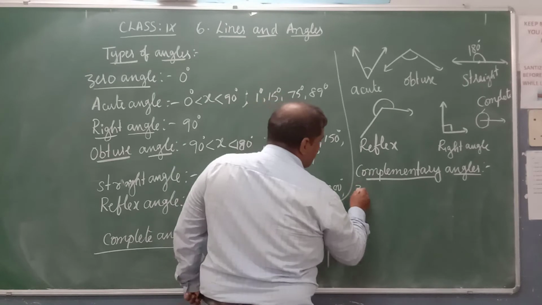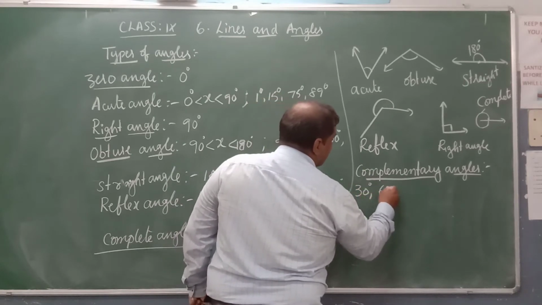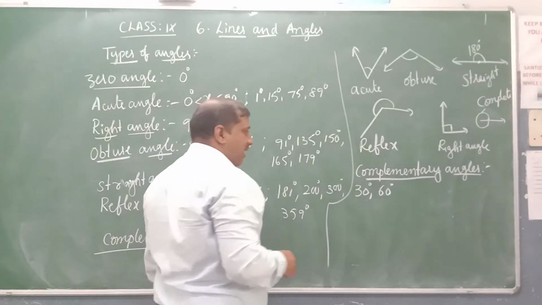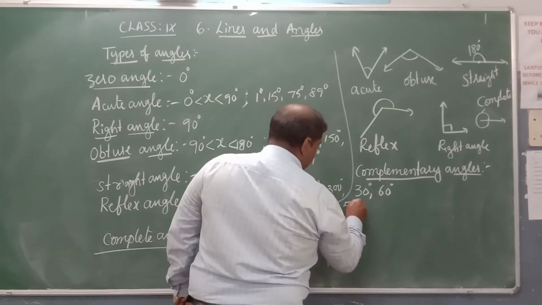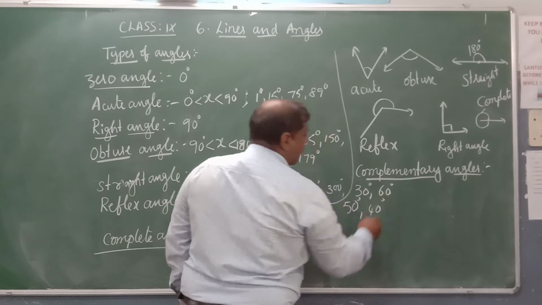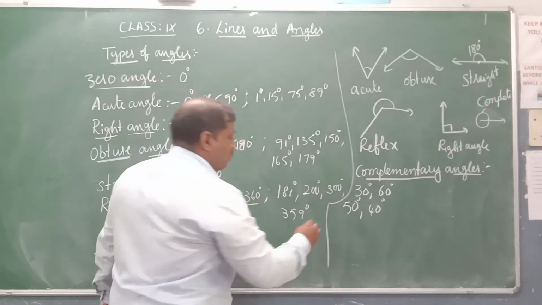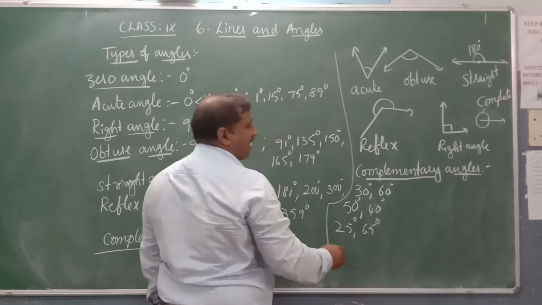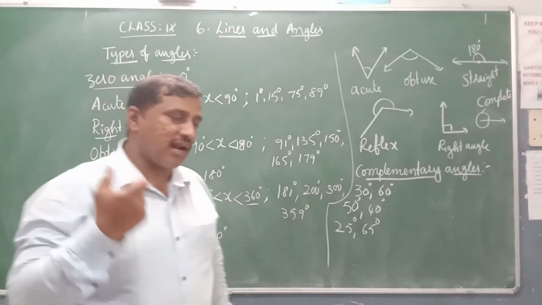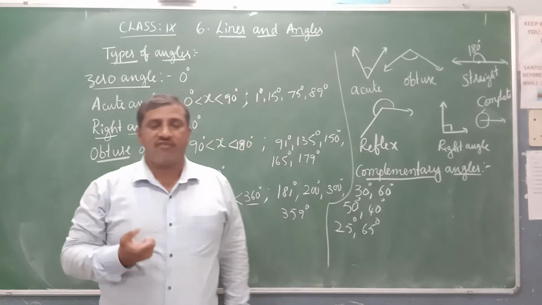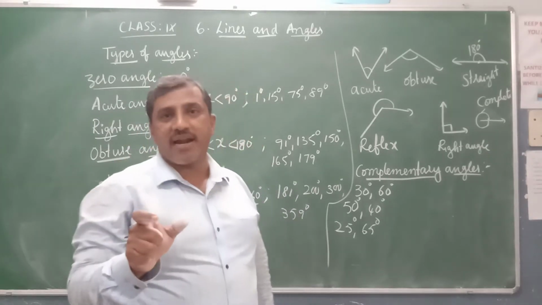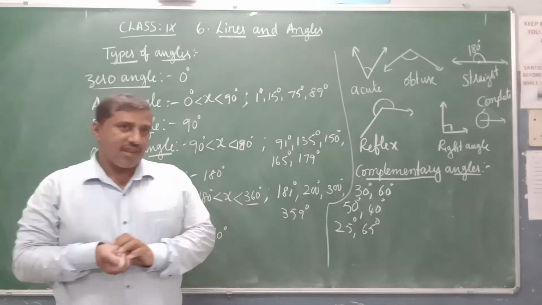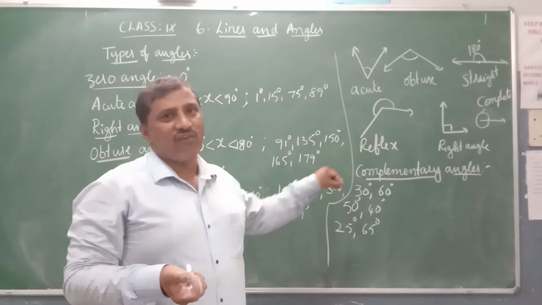See, for example, 30 degrees, 60 degrees. This is one pair whose sum is 30 plus 60, 90 degrees. Complementary angles. And 50 degrees, 40 degrees is one pair of complementary angles. 25 degrees, 65 degrees is one pair of complementary angles. So if we know one complementary angle, we will find the other complementary angle by subtracting the known angle from 90 degrees. What is the complementary angle which is equal to itself?